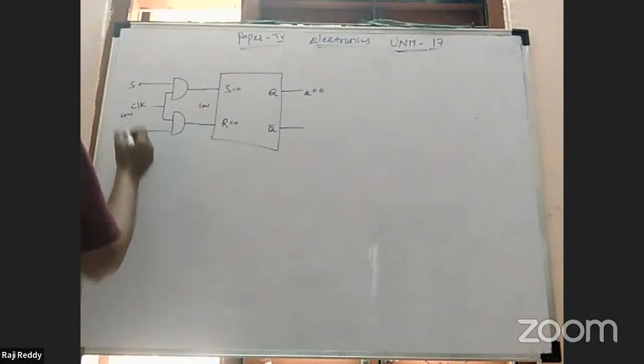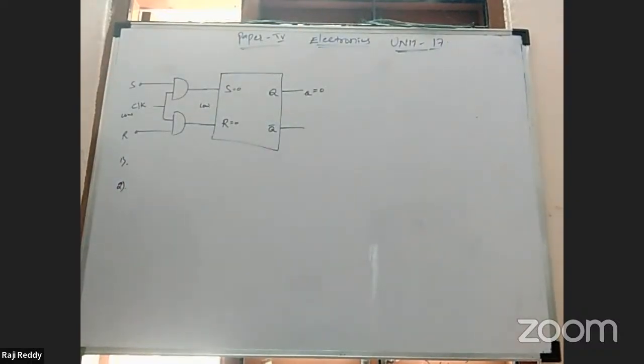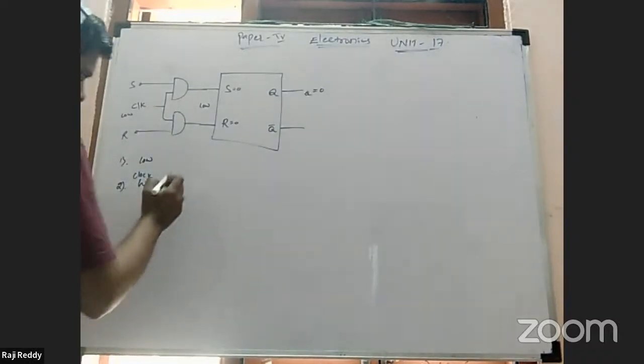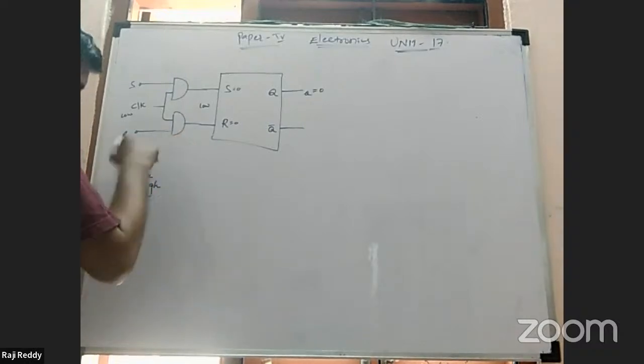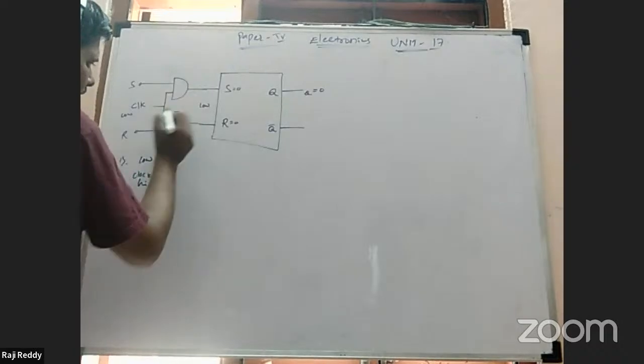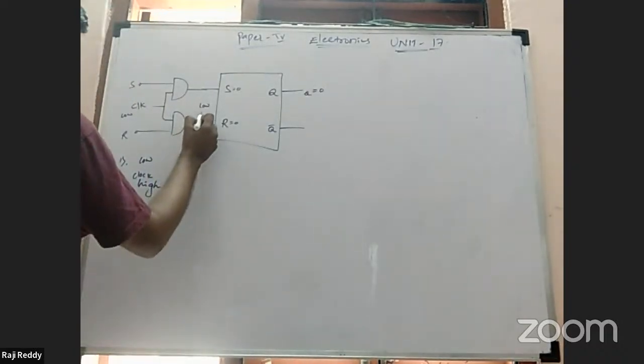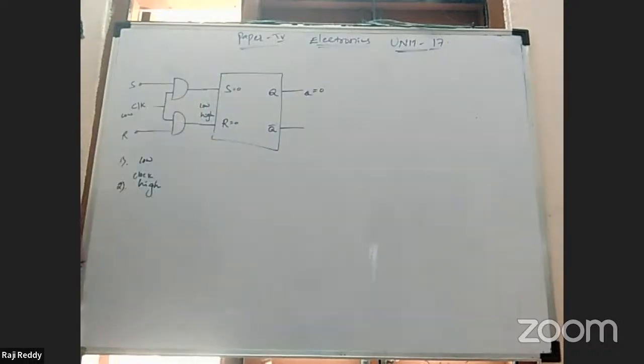Second point, when the clock is high. The previous condition was low, next the clock is high. When the clock is low, AND gates are disabled. When the clock is high, AND gates are enabled. Enabled means the output values of both the AND gates are also high. That value is connected to the input of the RS flip-flop.